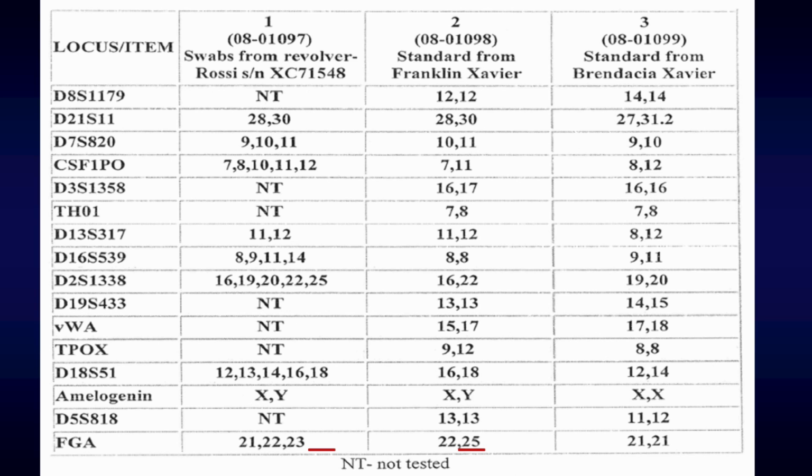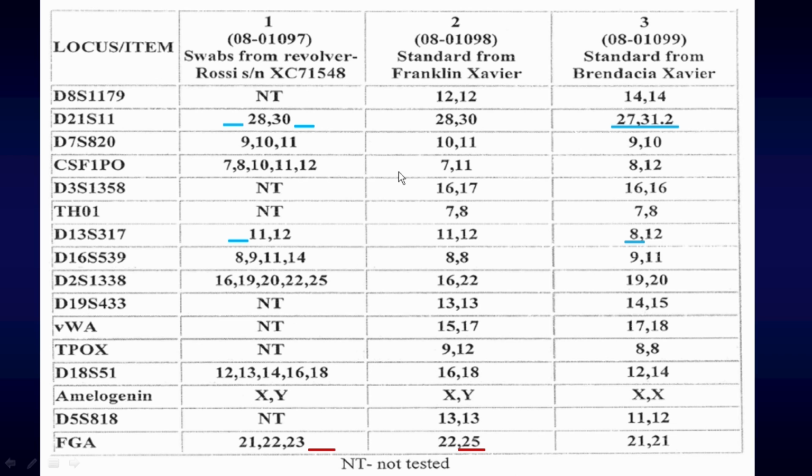Exclusions are absolute. So what has happened here? At the FGA locus, the evidence sample shows a 21, 22, and a 23, no 25. It seems to me there's another problem with the statistic that the lab has reported. Xavier shouldn't have a statistic. Exclusions are absolute. And if you're jumping ahead of me in this video, you may have already noticed that Brendacia, his wife, is excluded as well.